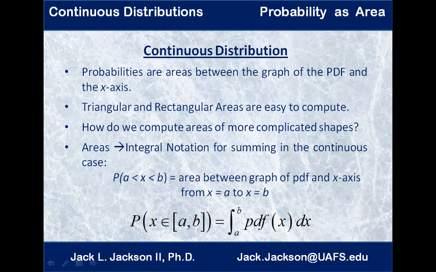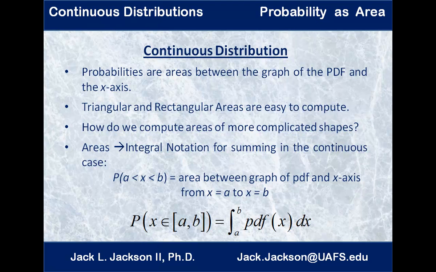So let's start by reviewing here a minute. Remember, in a continuous distribution, probabilities are areas between the graph of the PDF curve and the x-axis. A PDF curve is always above the x-axis, and there'll be some area between it and the x-axis. When we take that entire area between the PDF and the x-axis, we get an area of 1. Those are really the two conditions that make it a legitimate probability density function.